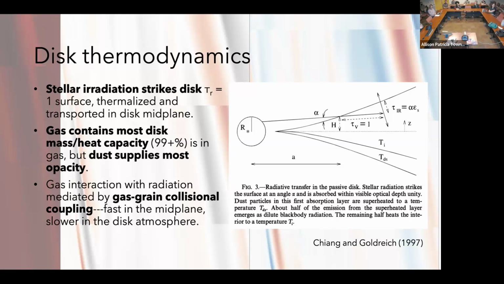And the interesting thing here is, like I said, gas contains most of the mass in the disk and heat capacity, upwards of 99%, but dust supplies most of the opacity. So gas interaction with radiation has to be mediated by this gas grain collisional coupling, which in the midplane can be very, very fast. But in the upper atmosphere, as we saw in the previous graphic by Jahan et al., can be rather slow.